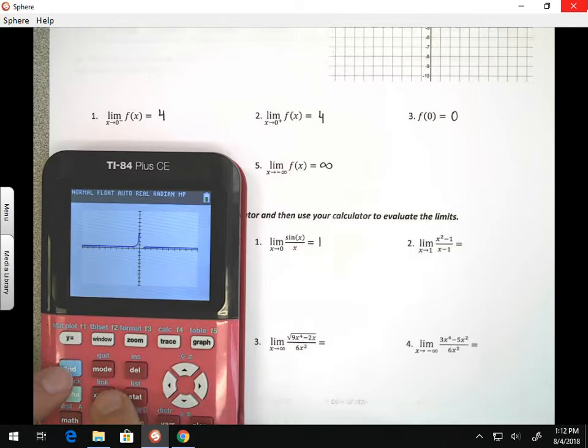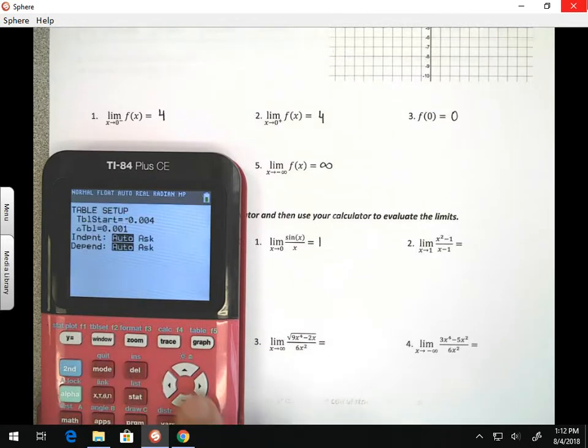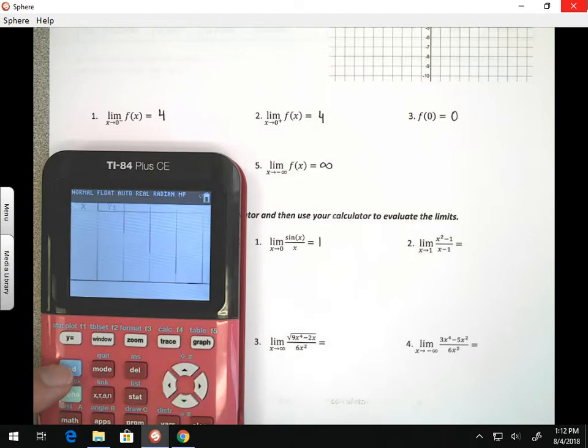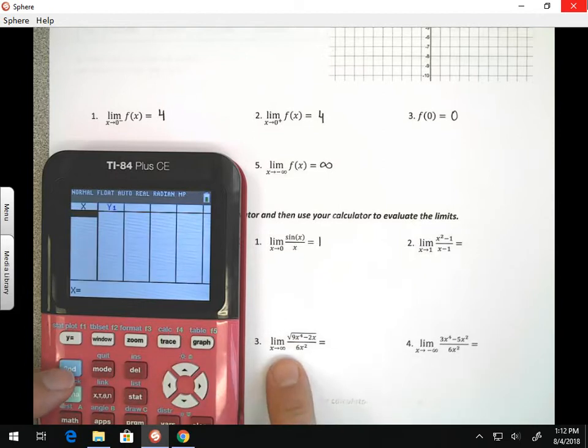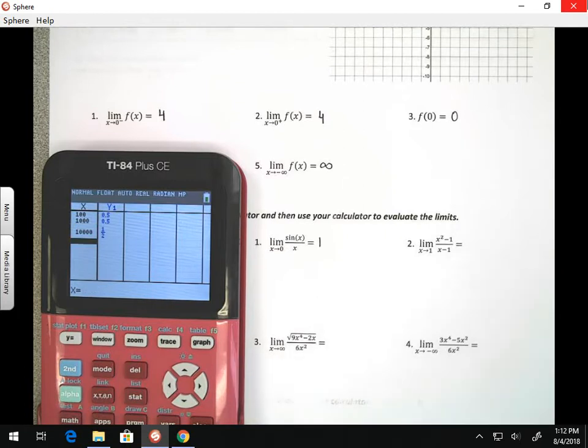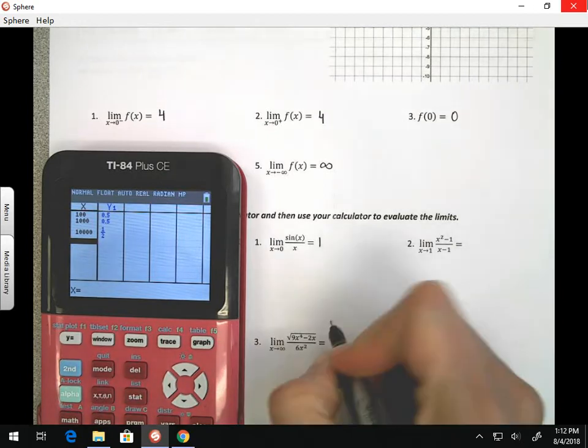So I'm going to go back to second window, but now I want it to ask me for the x values. So now when I go into table, I'm going to just type in larger and larger values of x. So I might start with 100, and then 1,000, right? And bigger values. And I can see as big as it gets, it's always approaching 1/2.